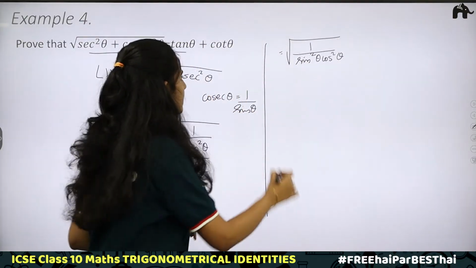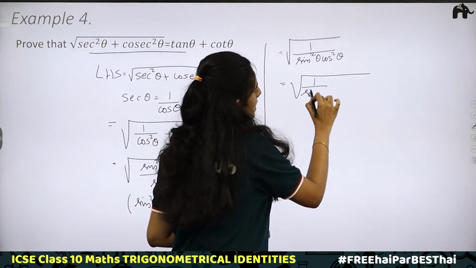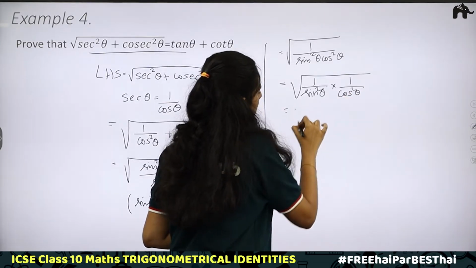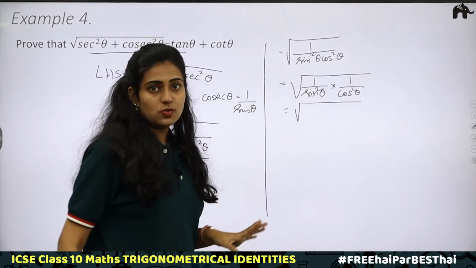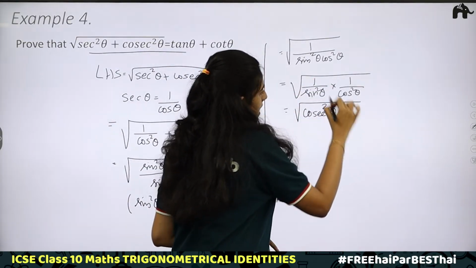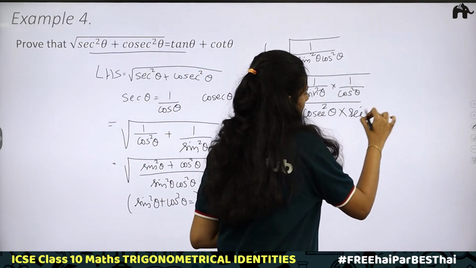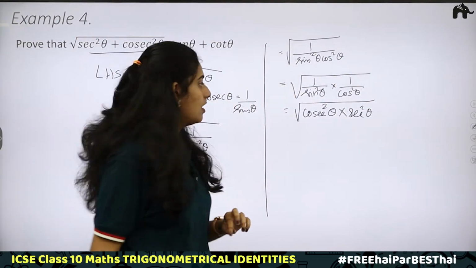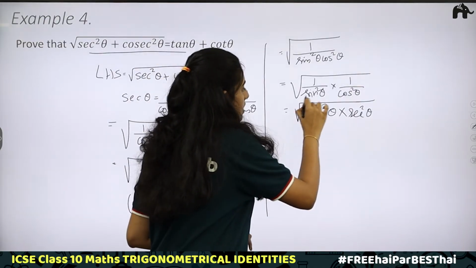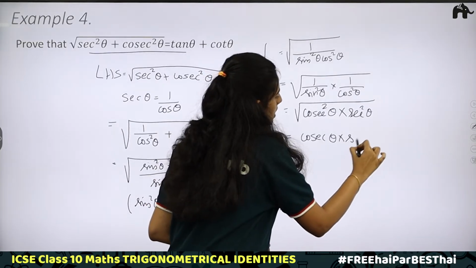Okay. That is equal to root of 1 divided by sin square theta into 1 divided by cos square theta, equal to root of. What is 1 by sin square theta? 1 by sin square theta is cosec square theta, into 1 by cos square theta is sec square theta. Root of cosec square theta into sec square theta. We can cancel the root and square. Then we'll be getting cosec theta into sec theta.